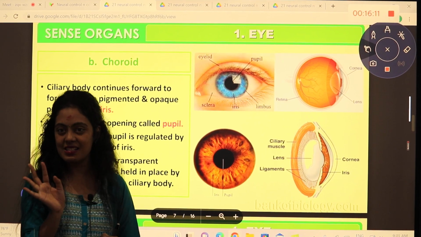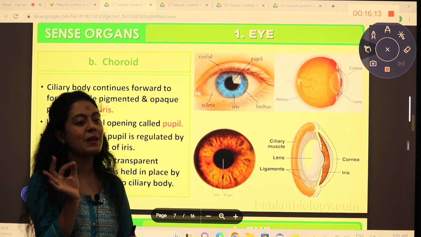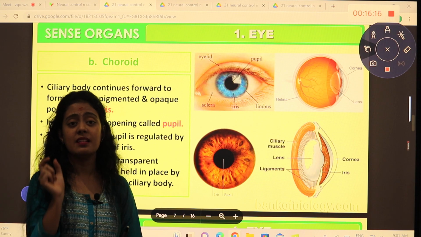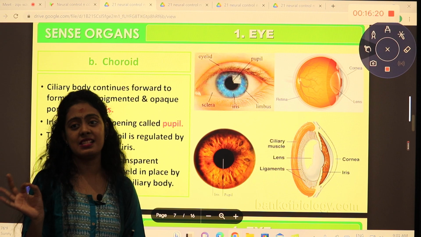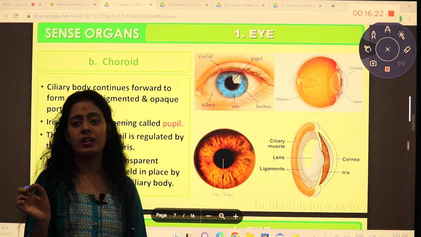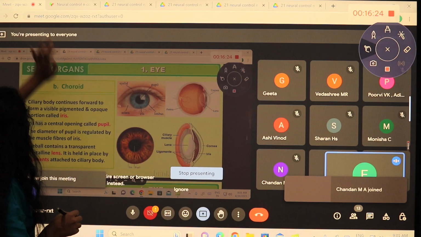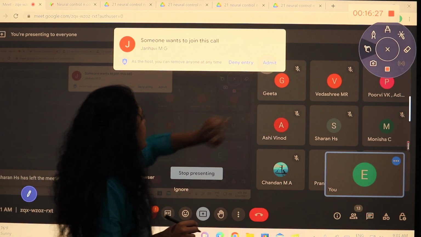Iris. It's not the lens, okay. It is the iris which is pigmented. Or they can ask you a question, which part of your eyes imparts color to the eyes? Iris, okay, very important. The pigmented part of your eyes is called iris, okay.